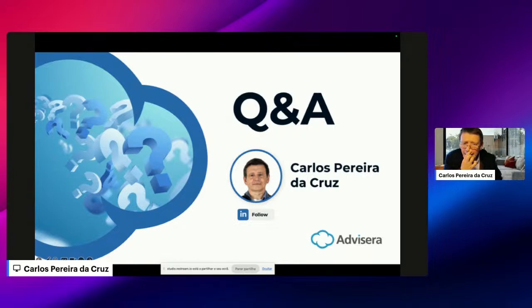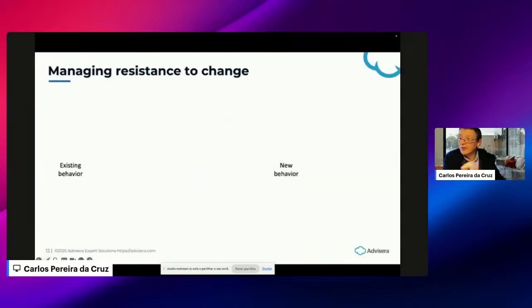So we have here a question. Rubel asked, what are the most effective strategies for managing resistance to change during ISO 9001 implementation process, especially when dealing with employees who are unfamiliar with the standards, okay? So I prepared 2 slides about this topic, okay? Let me see. So, managing resistance to change.